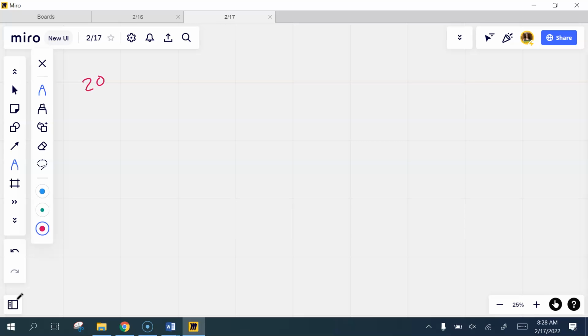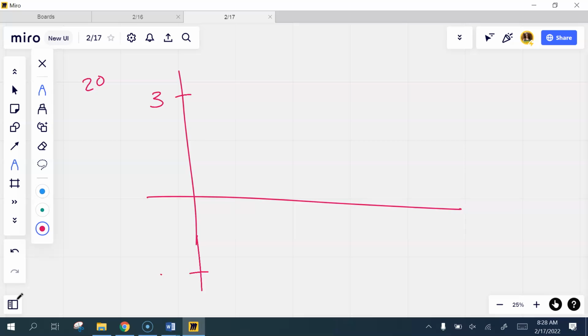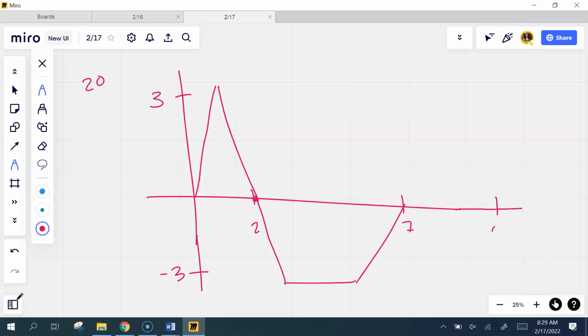Number 20 gives you this graph. It looks like it goes up to 3. It goes down to -3. It crosses at 2. Goes over to 7. Down to 3. Something like this. Close enough.